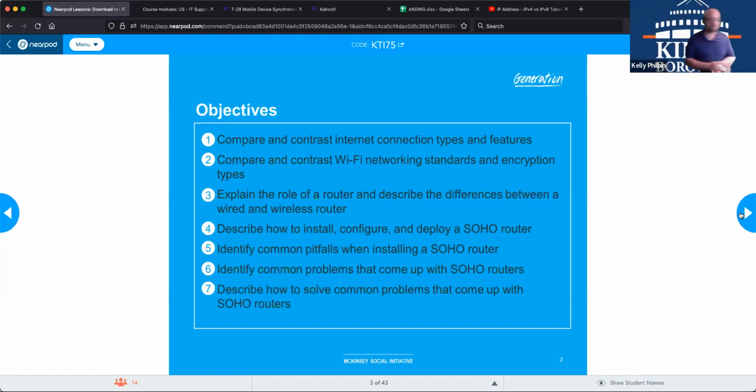We're also going to briefly talk about how to install, configure, and deploy SOHO routers, some of the common pitfalls you might come across, some of the common problems that come up with SOHO routers, and describe how to solve those problems.